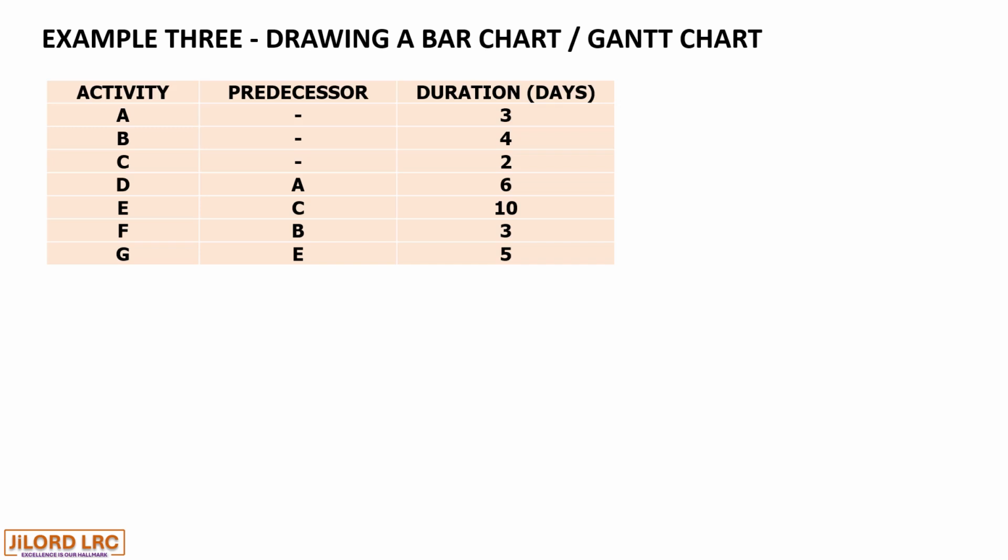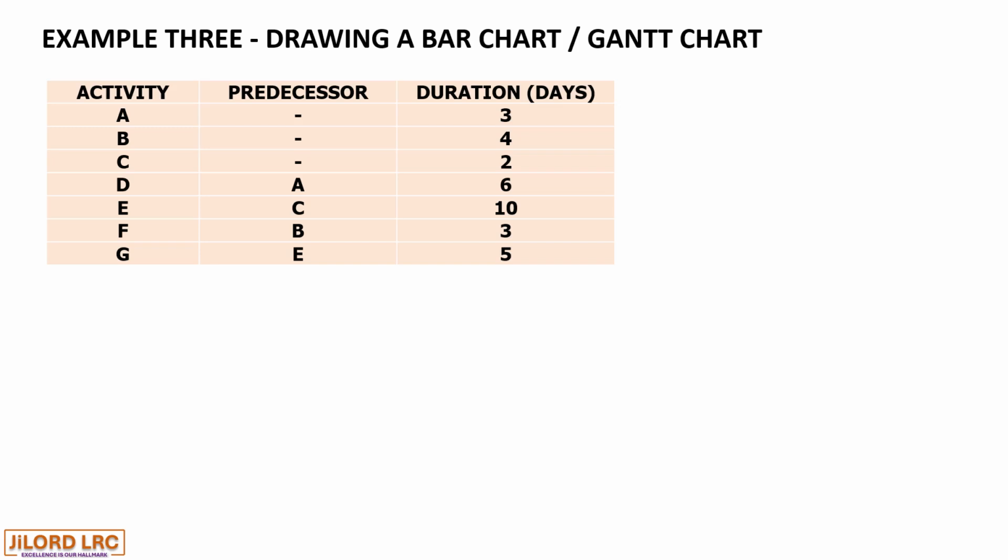Activity A is a starting activity. It has no predecessor and has a duration of 3 days. Activities B and C are also starting activities as they don't have any predecessors. B has a duration of 4 days and C has a duration of 2 days. Activity D has a predecessor of A, which means that A has to be completed before D commences. D has a duration of 6 days.